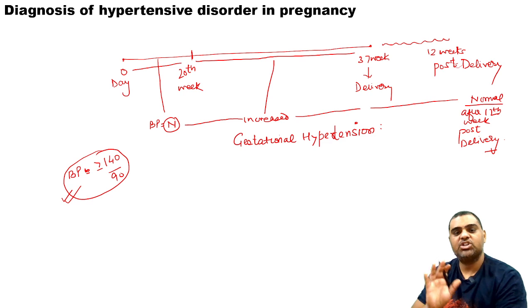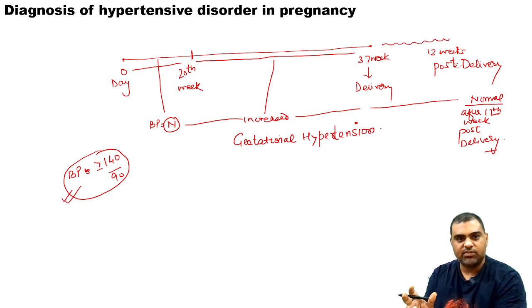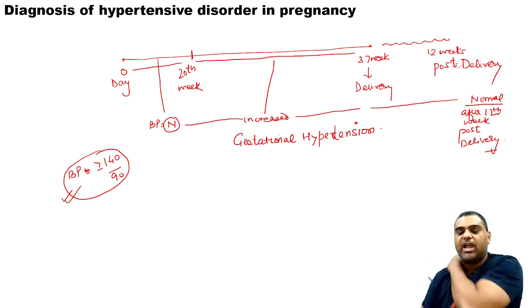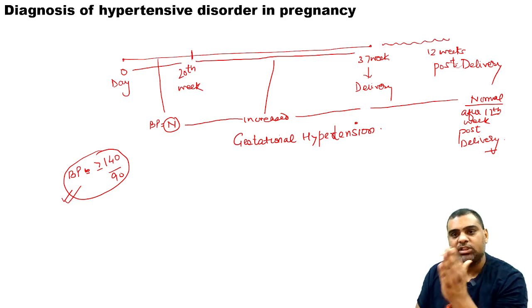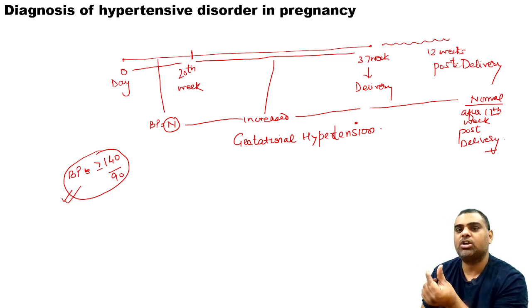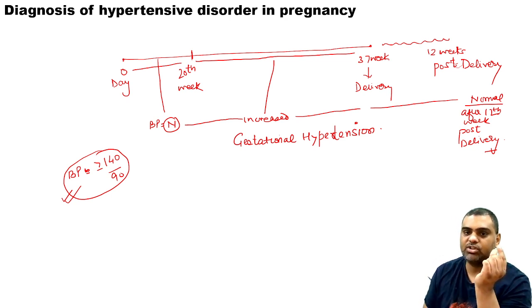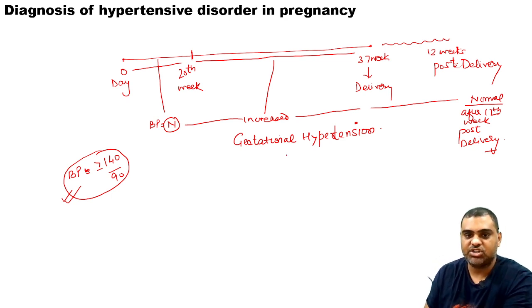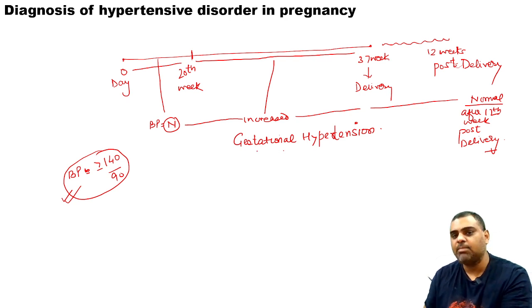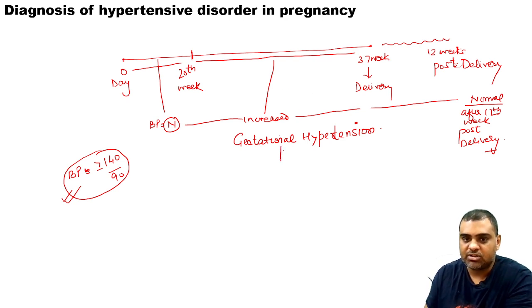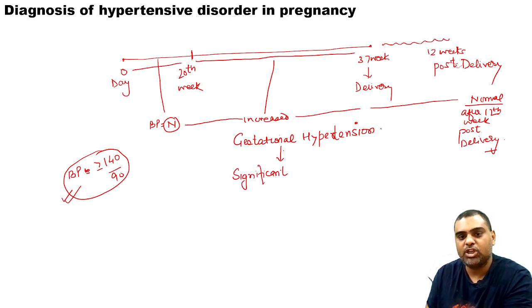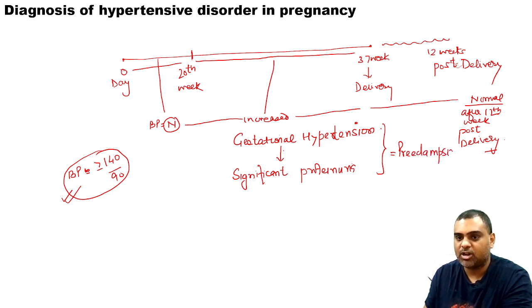This will be called gestational hypertension. Very important. That means she has a high BP after the 20th week. Before the 20th week, the BP was normal, and after 12 weeks of the delivery, BP again becomes normal. Now, the same lady that is having gestational hypertension also has significant proteinuria. Then this lady will be called preeclampsia, double E.